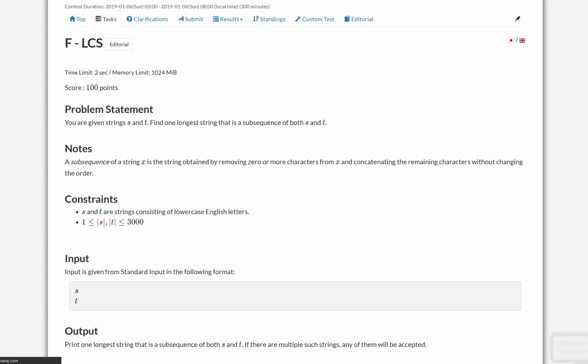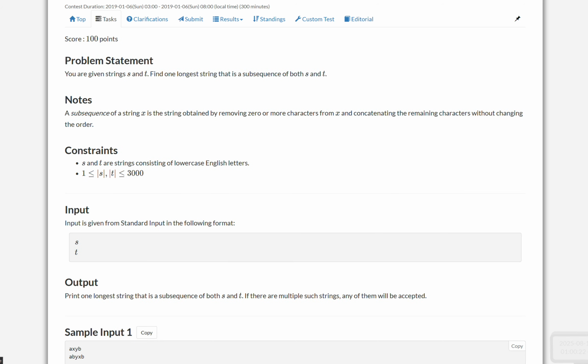This is problem F on the AtCoder Educational DP contest. So let's look through the problems. LCS just means longest common subsequence, which might reveal the problem. There's another classical DP problem.